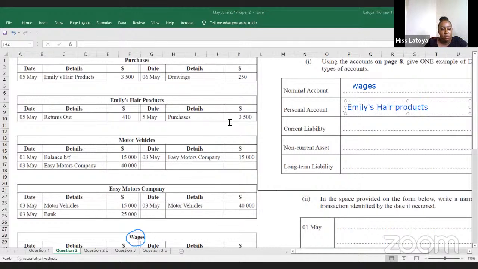Current liability account. An example of the current liability account would be Emily's. Let's see what we have here for Emily's. Emily's hair products as well would be an example of a current liability account. Okay.